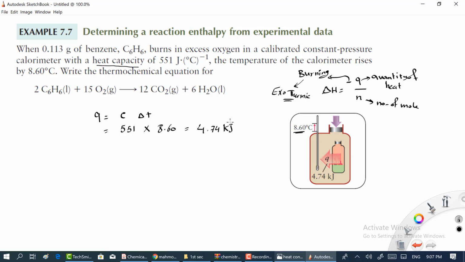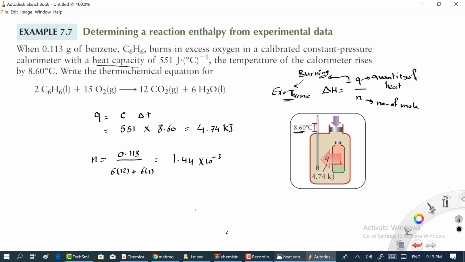Number 2, we calculate the number of moles. The number of moles for the benzene is the mass of the substance over the molar mass. The mass of the substance is 0.113, over the molar mass of benzene, 6 carbon atoms multiplied by 12, plus 6 multiplied by 1. Using the calculator, the answer is 1.44 times 10 to the power negative 3.